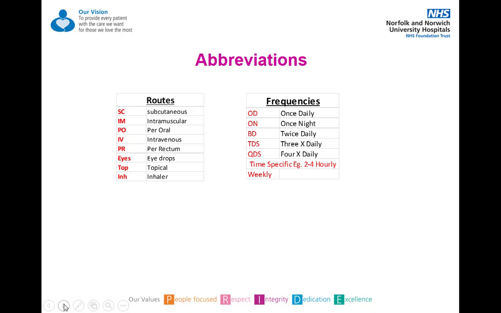Some of the frequencies you may see: once daily, OD; once nightly, ON; twice a day, BD; 3 times a day, TDS; 4 times daily, QDS. You might also get some time-specific prescriptions. So, for instance, on a PRN medication, you might have paracetamol prescribed 6 hourly. So if you get the time-specific medication, it won't always be clear when the last dose was given, so it's worth checking with the examiner when the last dose was given before you decide to go ahead and administer the medication. And the other one that is quite common is weekly.